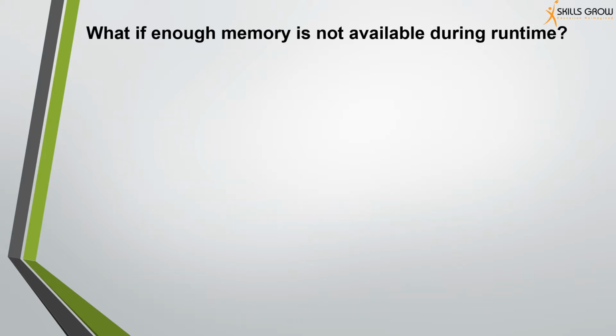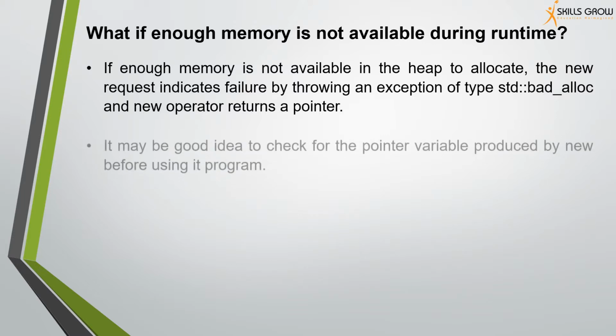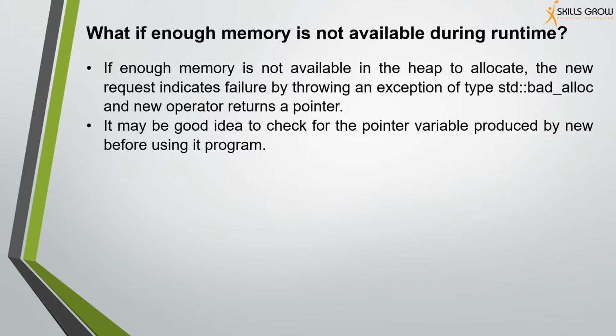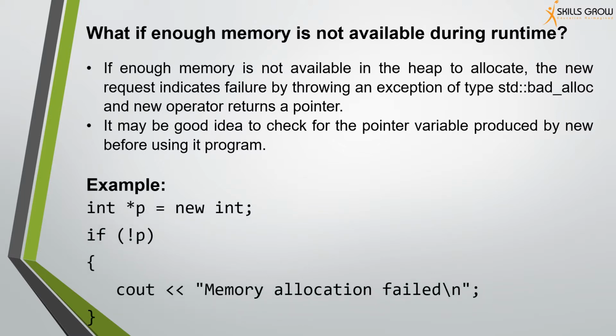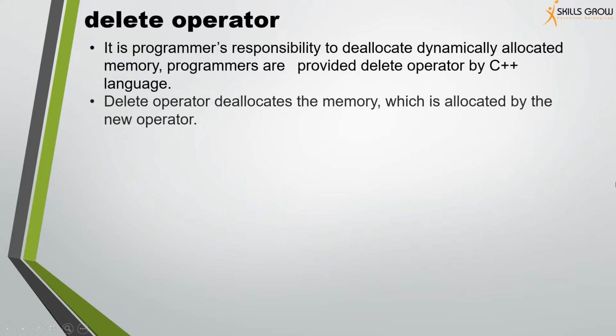But what if enough memory is not available during runtime? If enough memory is not available in the heap to allocate, the new request indicates failure by throwing an exception of type std::bad_alloc, and the new operator returns a null pointer. It may be a good idea to check the pointer variable produced by new before using it in the program. For example, when we allocate memory using new, we can show a warning by using a condition that memory allocation failed. It is the programmer's responsibility to deallocate dynamically allocated memory.